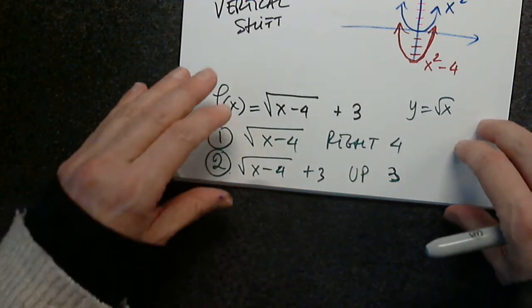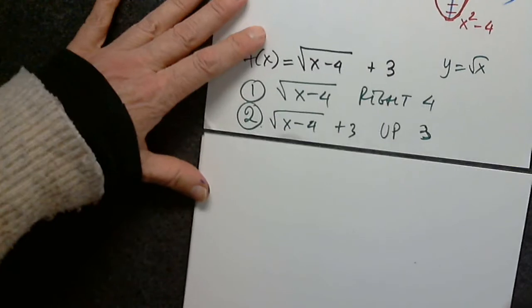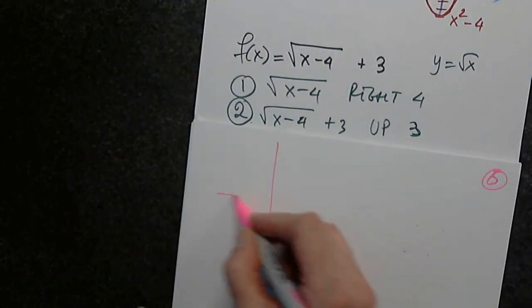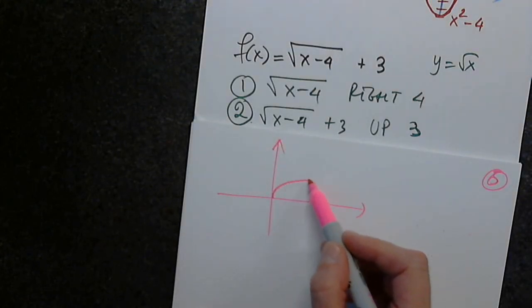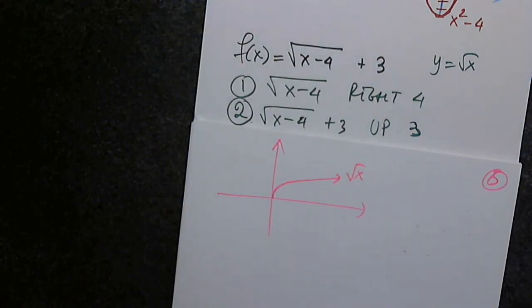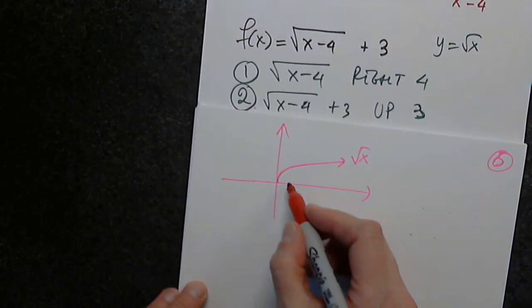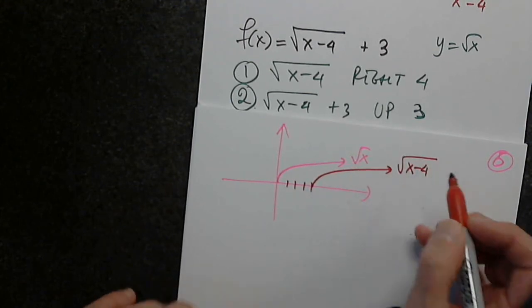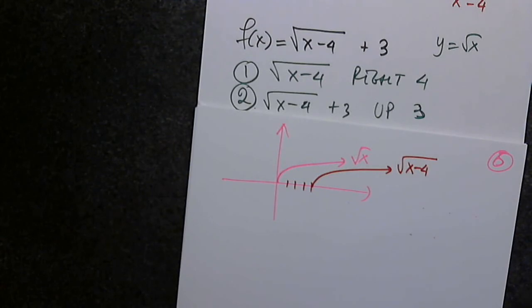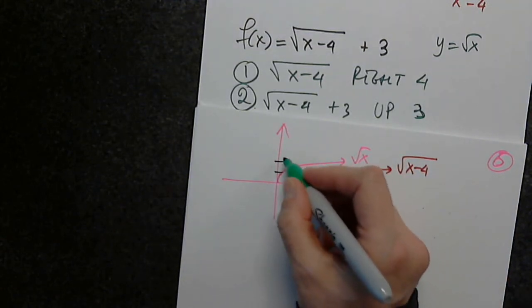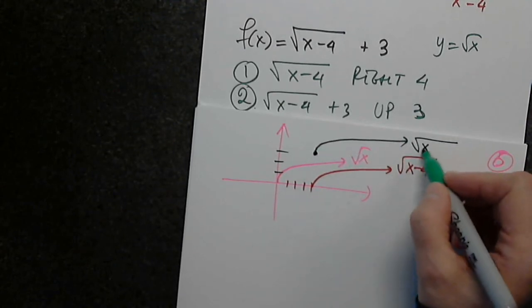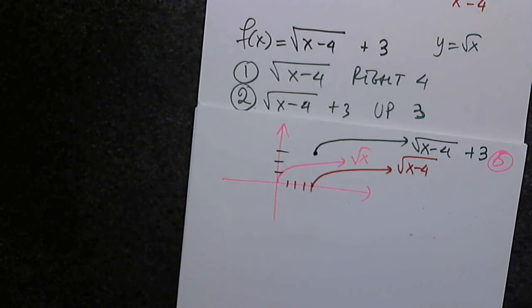So then I graph the base function. I call it a base or the simple function. Here's the simple function, the square root of x. Then I will have to move this graph 4 units to the right, as you said. Perfect. And then you told me to shift this graph up 3. So this is the square root of x minus 4 plus 3.